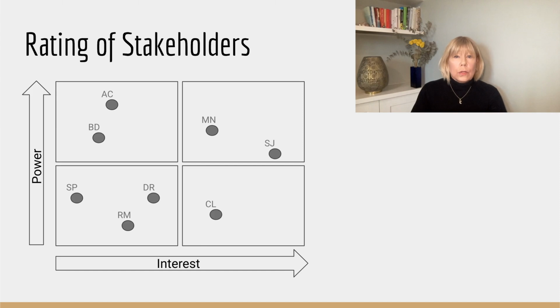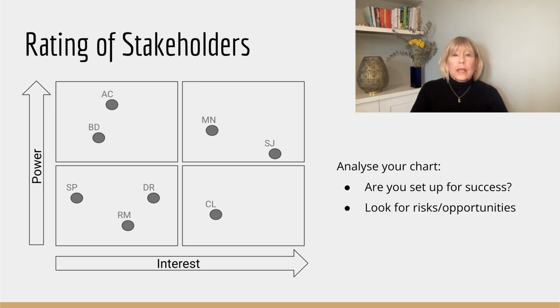This is what the rating could look like in a quadrant chart. The next step is to ask yourself, do I have the stakeholders where I want them in this chart? Am I set up for success when it comes to stakeholder support? Analyzing this chart, there are a couple of stakeholders with high power but low interest in the upper left-hand corner, AC and BD. This could be a risk, as they could prioritize other initiatives where they have a higher interest and stop supporting your project or product, which could slow you down or, worst case scenario, stop you altogether.